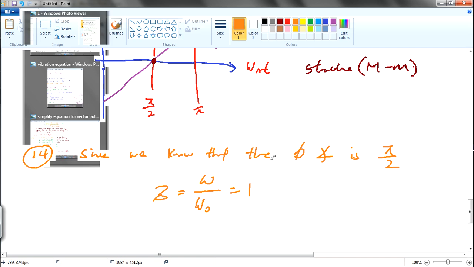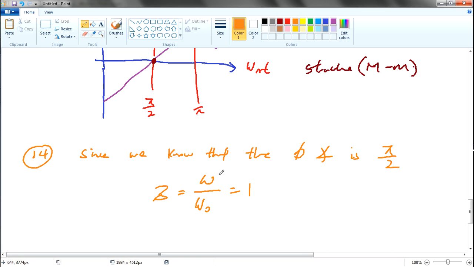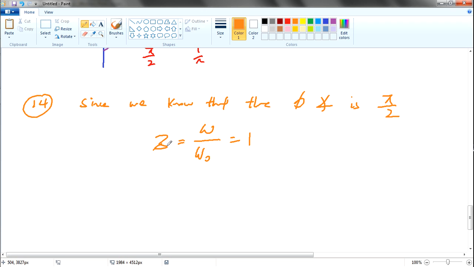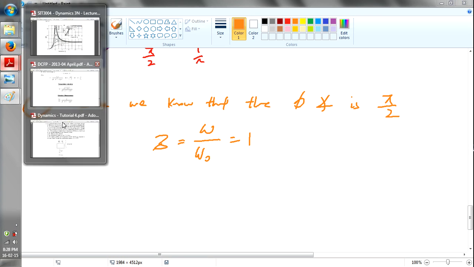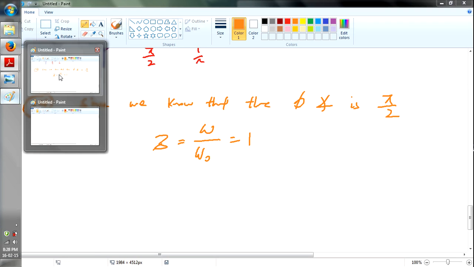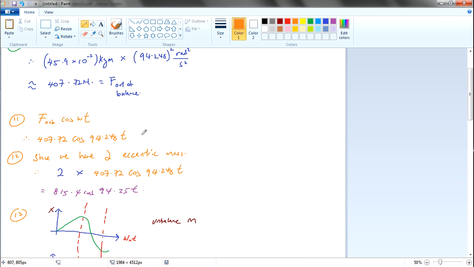So let's get back. Since we know that the theta angle is pi over 2, and I've just explained why we have a theta angle, we can say that beta is given. The frequency ratio is equal to the frequency of the system divided by the natural frequency of the whole structure, including all masses, and it equals 1, right? So it will be a resonance. In this case, they will resonate, and it all depends on whether your damping factor is high or low.